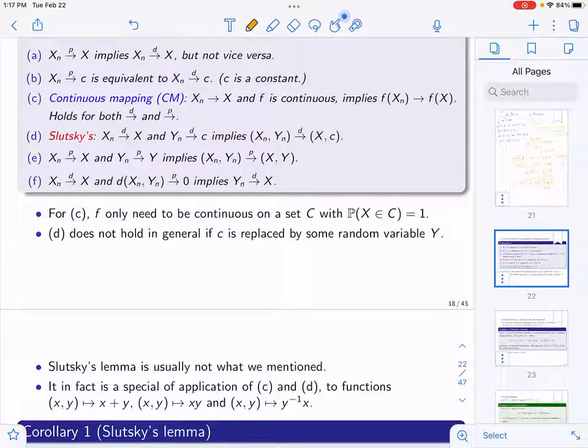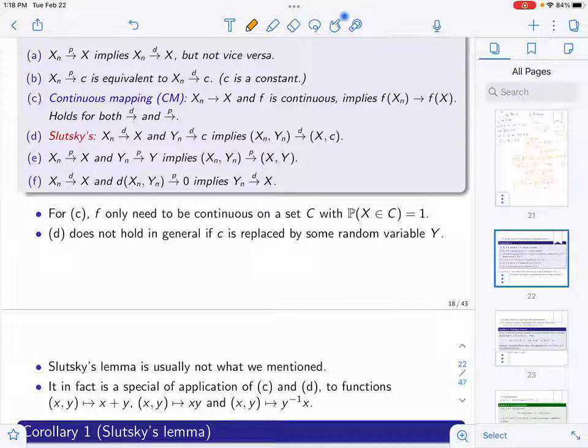However, for convergence in probability, you have the result that if this converges in probability to X, and this converges in probability to Y, then the pair converges to the distribution of the pair. This is another instance of the strength of convergence in probability. So convergence in probability is strong.